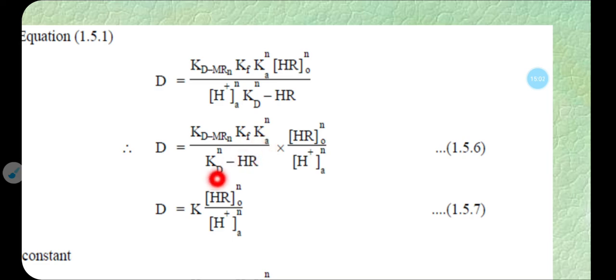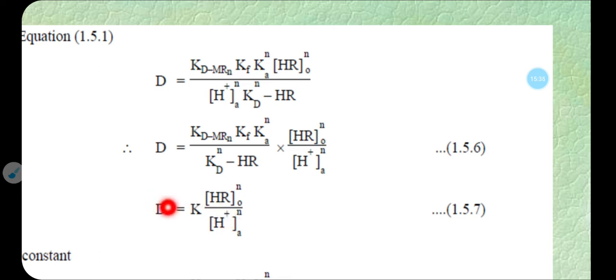of acid, distribution coefficient of reagent into concentration of reagent in organic divided by concentration of H plus in aqueous, that means pH of the solution. So this is raised to n, which stands for the number of molecules. So for these different constants we get one constant, that is K. Then D is equal to K into concentration of reagent in organic divided by H plus concentration.